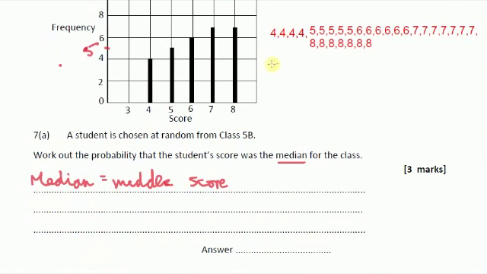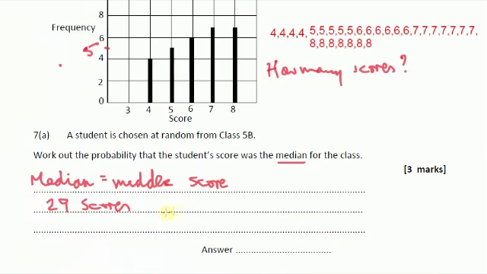How many are there altogether, first of all? That's the first question you have to ask yourself. So I just count them. 4 plus 5 is 9. 9 plus 6 is 15. 16, 17, 18, 19, 20, 21, 22, 23, 24, 25, 26, 27, 28, 29. 29 scores.